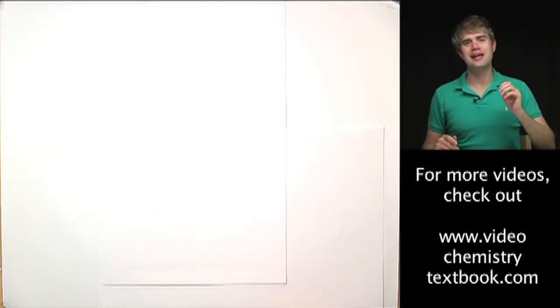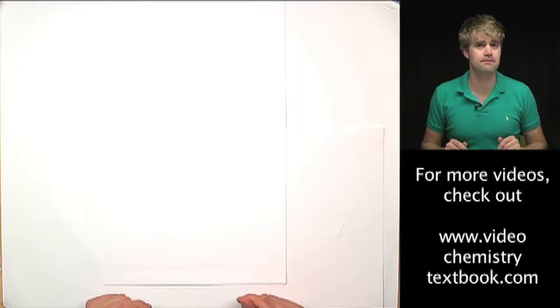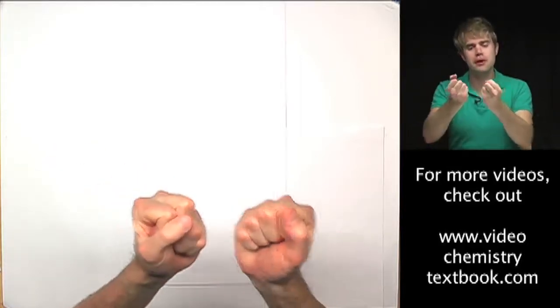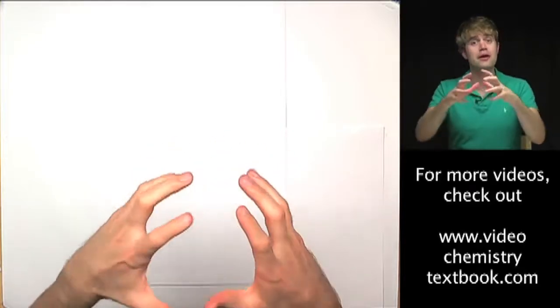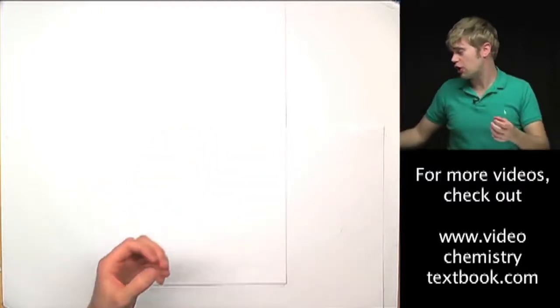Let's learn how to write chemical formulas for compounds that have polyatomic ions in them. So what's a polyatomic ion? Well, it's what happens when a bunch of atoms come together and connect and form a big clump. And that clump itself has a charge.